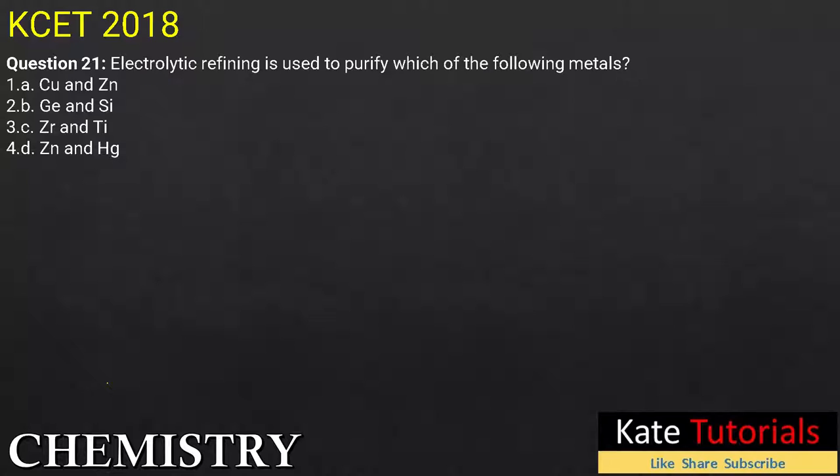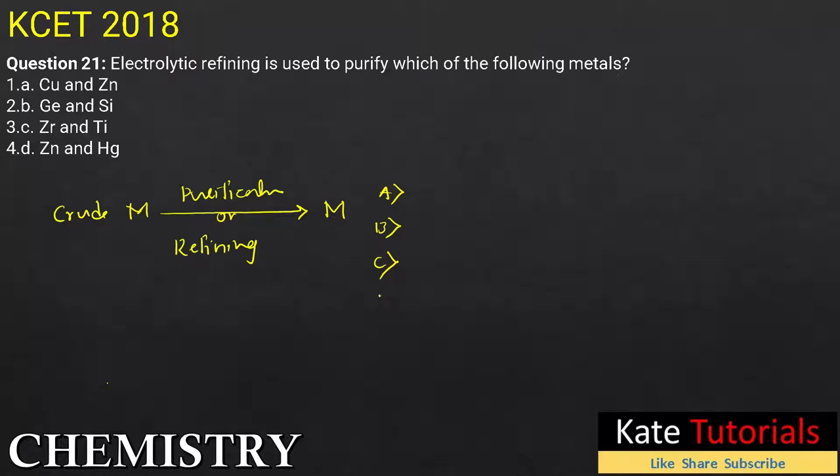This is from the chapter General Principles and Processes of Isolation of Elements, right? In the last topic there, we shall see how we convert crude metal into purified metal. That process we call purification of metals, or refining of metals. There we discuss distillation, liquefaction, electrolytic refining, zone refining, and vapor phase refining, which consists of two methods. One is Mond's process, the other one is the Van Arkel method. So these are the things we are going to discuss.